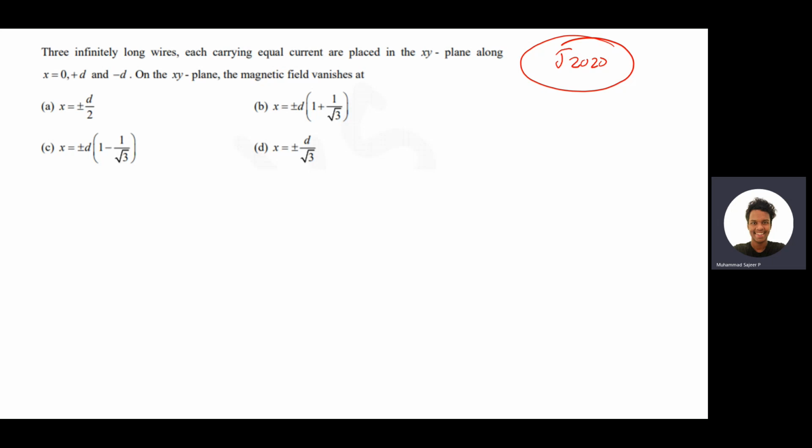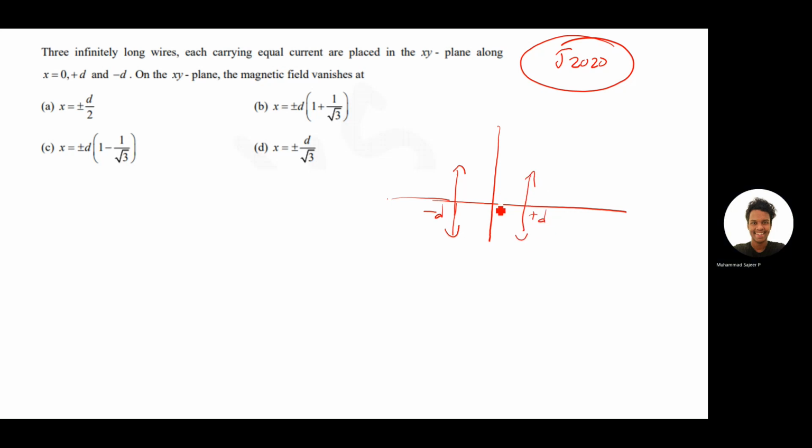Okay. So here we have three infinite long wires, each carrying equal current, placed in the xy plane along x equal to 0, plus d, minus d. I will just draw the xy plane. We have three infinite long wires, I will represent them like this. One is at minus d, another one is at plus d, and another one is at 0.